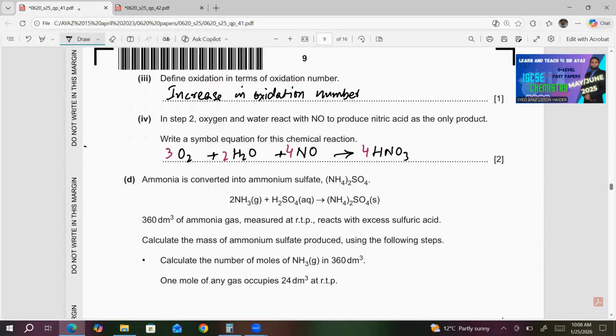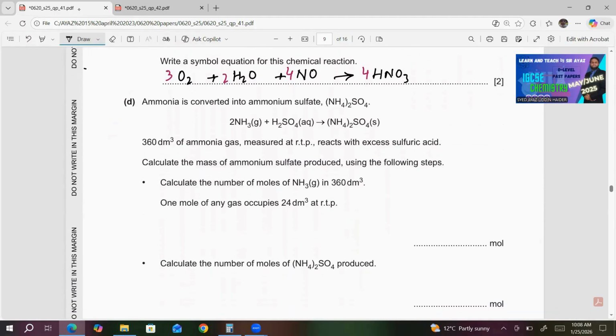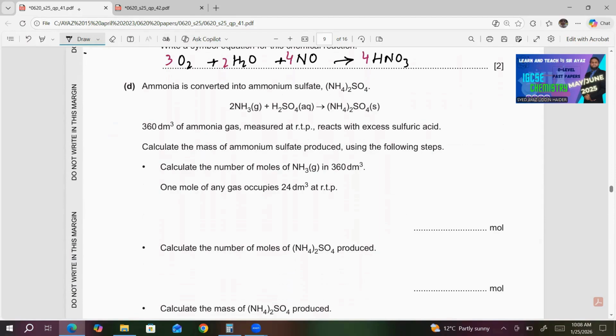Ammonia is converted into ammonium sulfate, (NH4)2SO4. This is the reaction equation: 2 moles of ammonia reacting with 1 mole of sulfuric acid to produce 1 mole of ammonium sulfate, which is (NH4)2SO4. 360 dm cube of ammonia gas measured at RTP reacts with excess sulfuric acid. Calculate the mass of ammonium sulfate produced. Use the following steps.